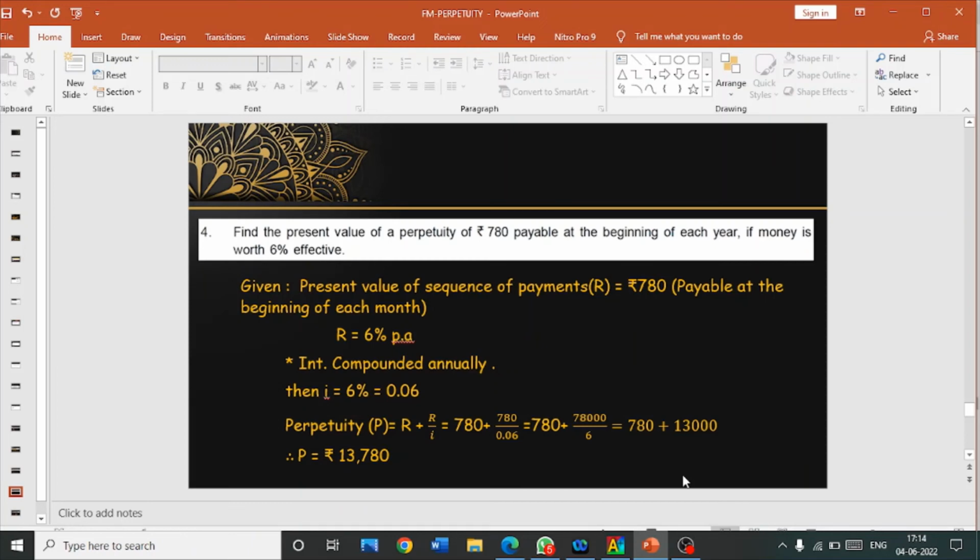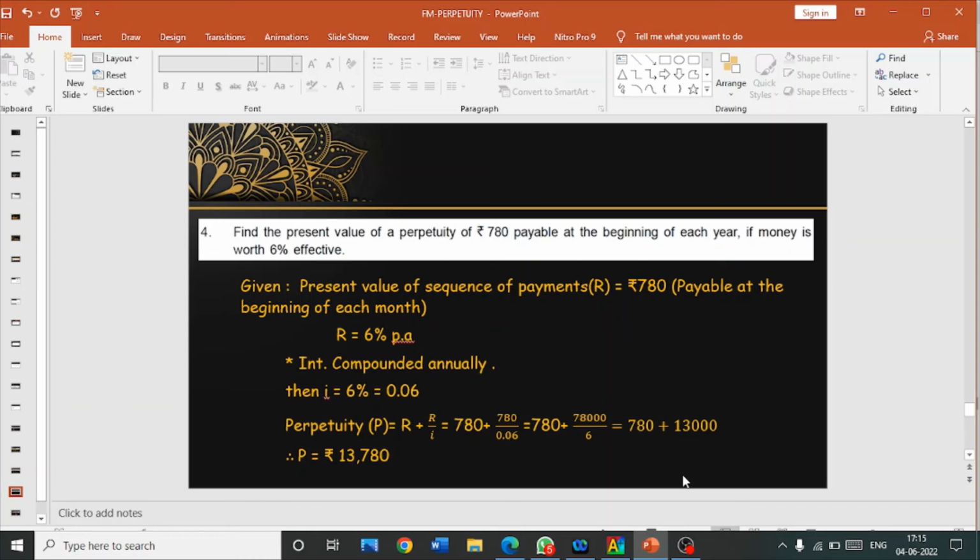Question 4. Find the present value of the perpetuity of rupees 780 payable at the beginning of each year if the money is worth 6% effective. Present value, perpetuity payable at the beginning of each year. When the payments are made at the beginning, the present value of the perpetuity equals R plus R by I. That is the formula. And what is R? R is the cash flow, rupees 780. And 6% is small r, rate of interest.